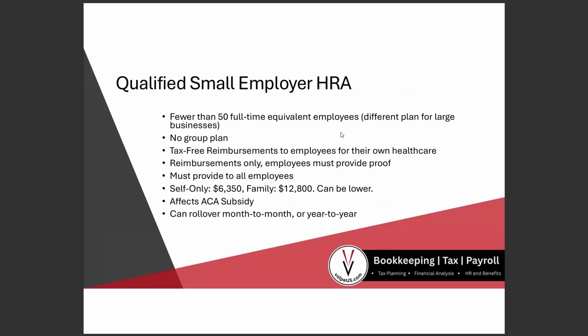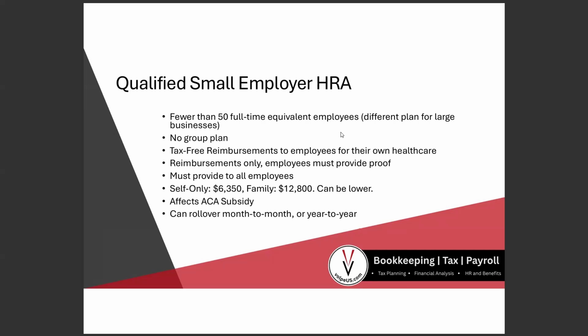This is another really good option for small businesses that are struggling to find a group plan that they can afford for their employees. And that is a qualified small employer health reimbursement arrangement. This specific arrangement, I should say, is only available to small businesses that have less than 50 full-time equivalent employees. There are different arrangements for larger employers, not necessarily as applicable. I don't think we have a ton of clients who are going to hit over 50 full-time equivalent employees. And realistically, at that level, a group plan is probably going to make more sense anyway.